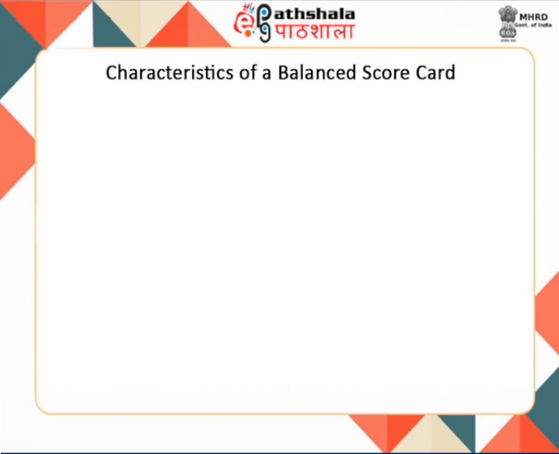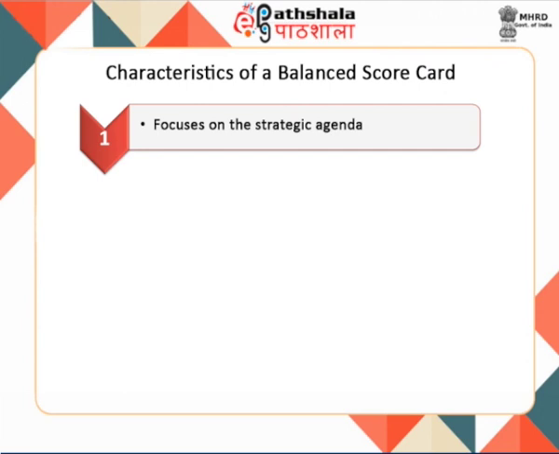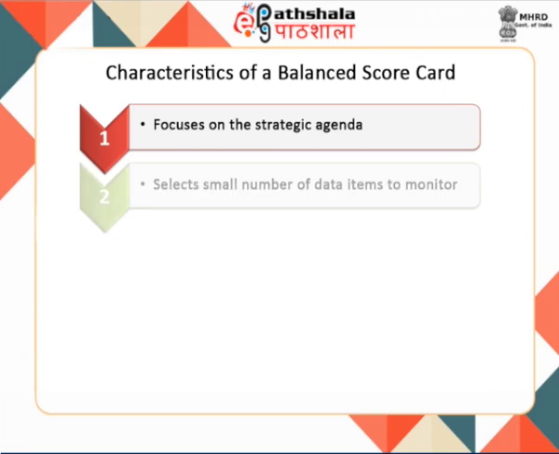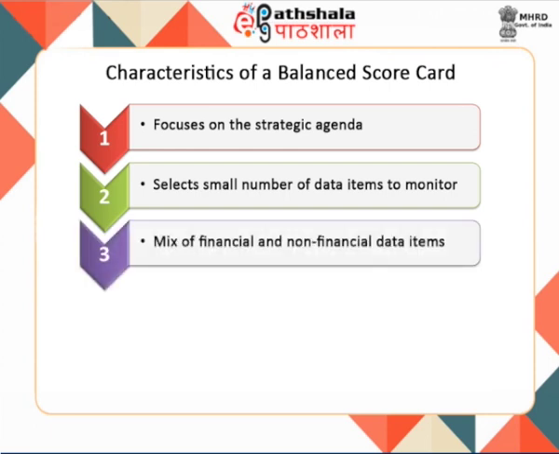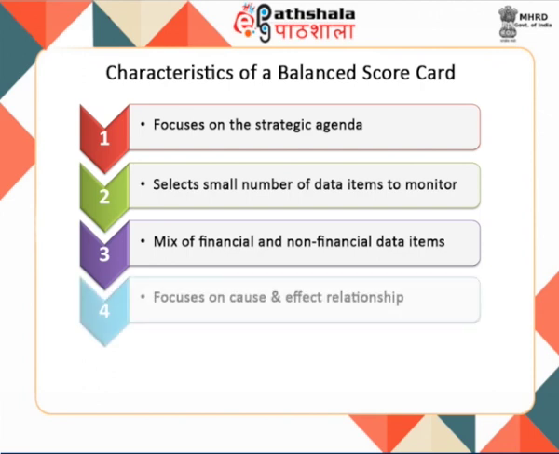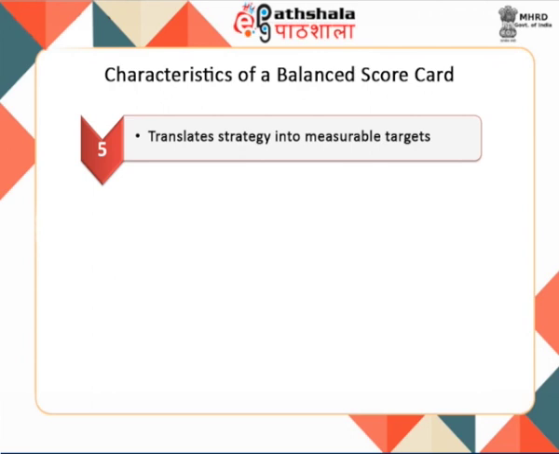Characteristics that define a balanced scorecard are: number 1, it focuses on the strategic agenda of the organization concerned. 2, it selects a small number of data items to monitor. 3, it contains a mix of financial and non-financial data items. 4, the balanced scorecard highlights a company's strategy by focusing on cause and effect relationships. It translates the strategy into measurable targets and communicates the same to all members of the entity.